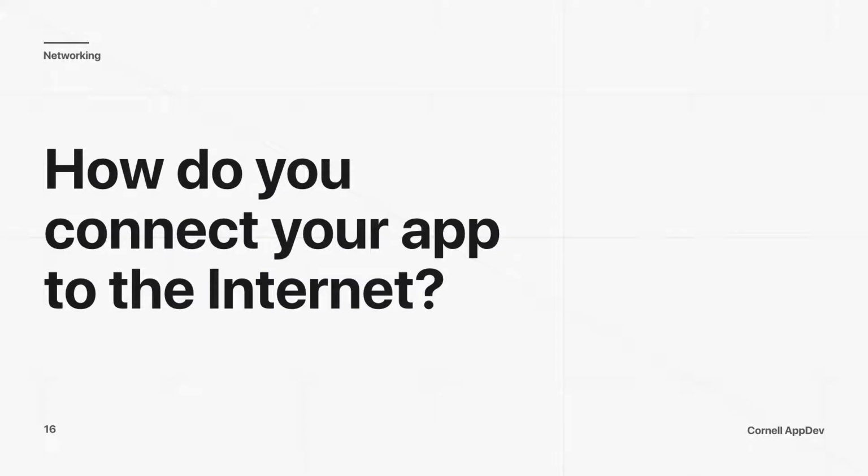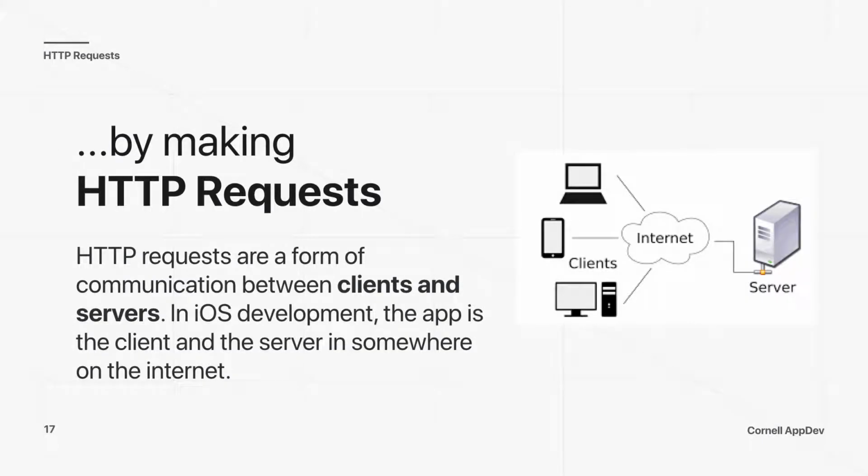Cool. So how do we actually connect our apps to the internet? We do this by making HTTP requests, and they're basically a form of communication between clients and servers. In the case of iOS apps, your app is a client and the server is somewhere on the internet. That's a little hand wavy, but just think of it that way. If you look in the graphic, the client communicates to the server through the internet, and you actually make HTTP requests every single day.